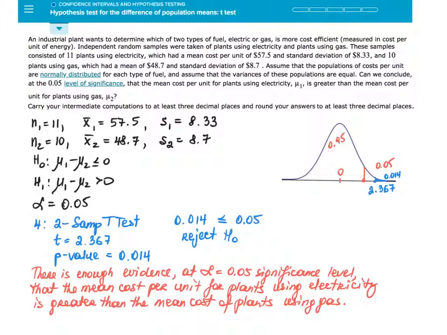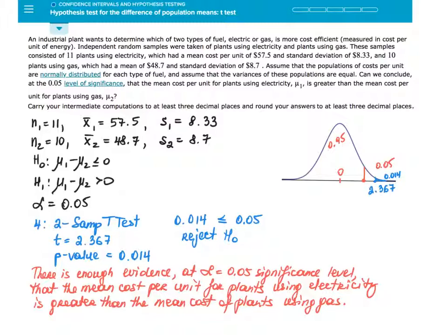In this video, we will learn how to perform the hypothesis test for the difference of population means using t-test. An industrial plant wants to determine which of two types of fuel, electrical or gas, is more cost efficient, measured in cost per unit of energy. Independent random samples were taken of plants using electricity and plants using gas.